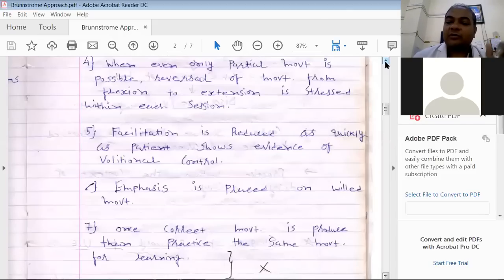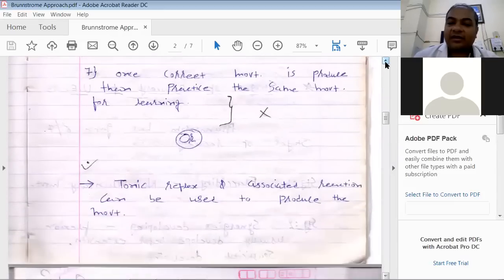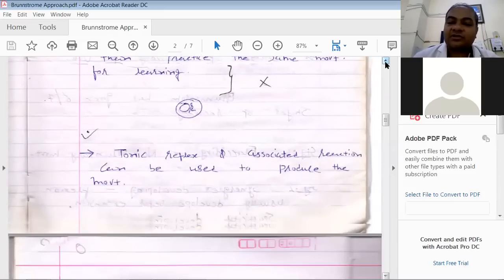Quickly, once you have the response, when the facilitation is there, we have to reduce it when the voluntary movement happens. Emphasis may be on the voluntary movements. And when the correct movements are learned, we have to repeatedly do it again and again for learning the perfect movements. Right? Okay. We can also develop it with the associated reaction.